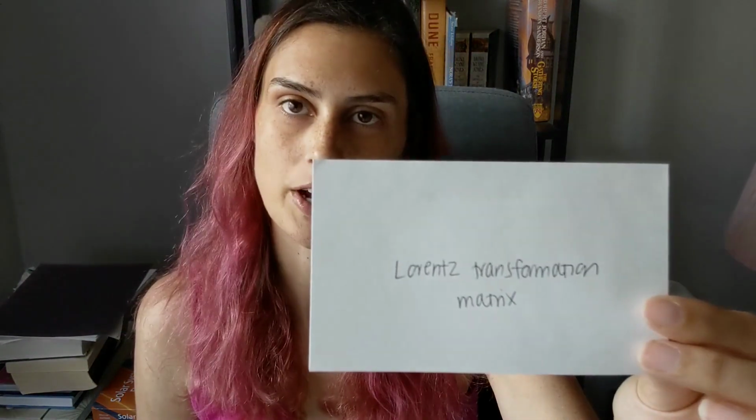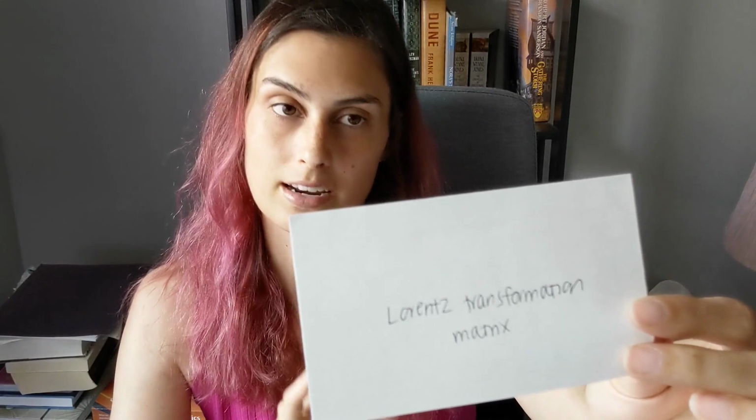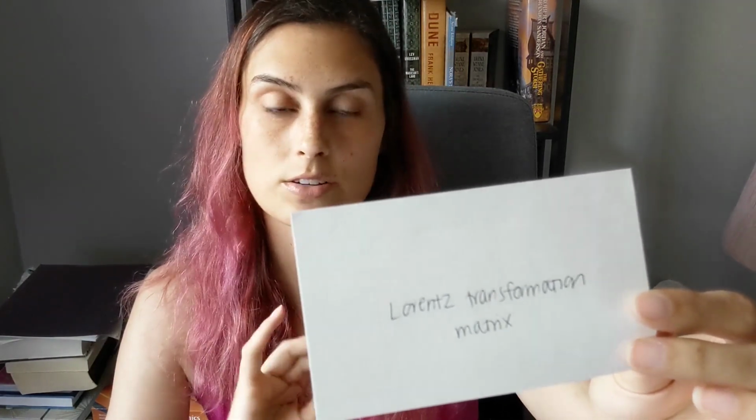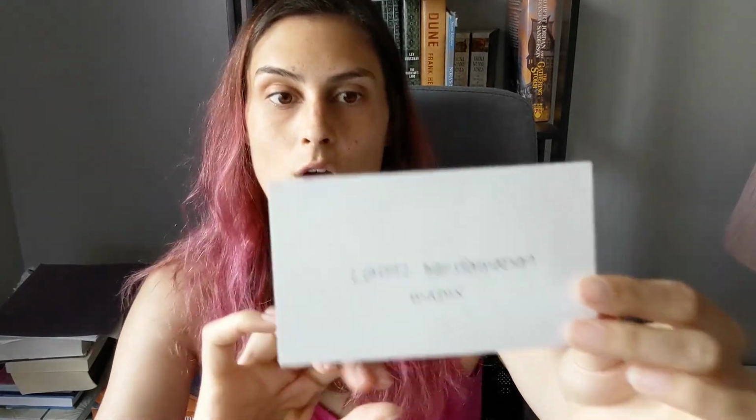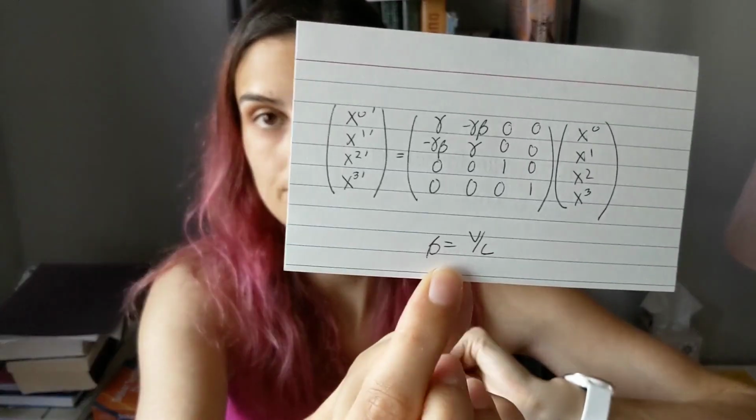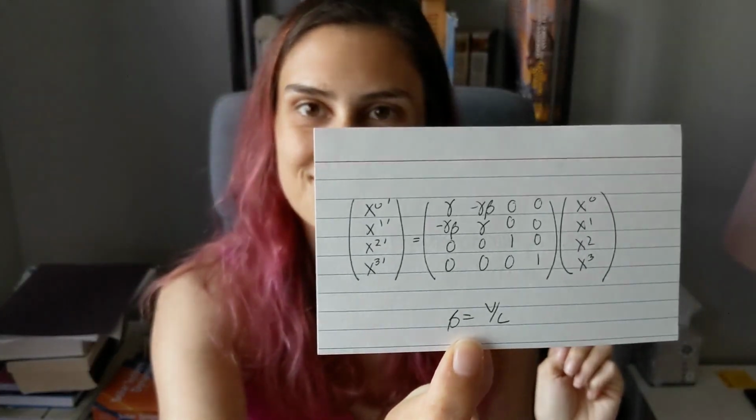The Lorentz transformation matrix. This says if you have the x vector primed, it equals the Lorentz transformation matrix times the unprimed x vector. Basically the matrix is 4 by 4, and it is gamma, negative gamma beta, 0, 0, negative gamma beta, gamma, 0, 0, 0, 0, 1, 0, and 0, 0, 0, 1, where beta is equal to v over c. It's a lot harder to say than it is to write.